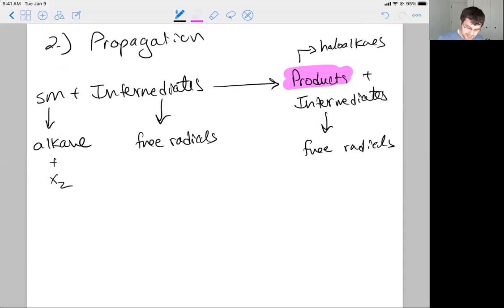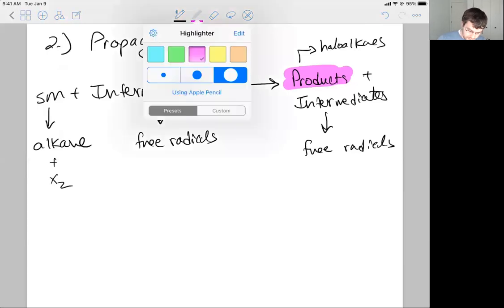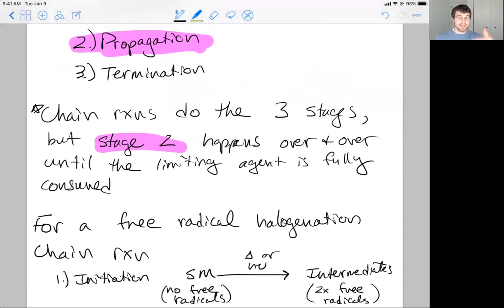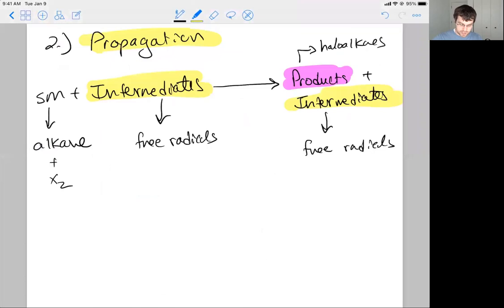But the thing that is consistent in any good propagation event, which I'll highlight in yellow, is that you have reactive intermediates on either side. In any propagation step, we have reactive intermediates on the left and different, but also reactive intermediates on the right. That defines a propagation step. The initiation step was defined as 0 reactive intermediates on the left and multiple reactive intermediates on the right. Propagation is the step that keeps going.